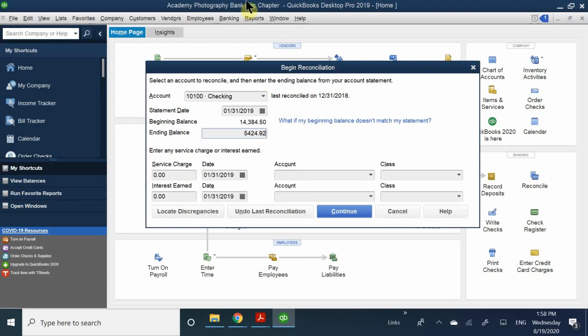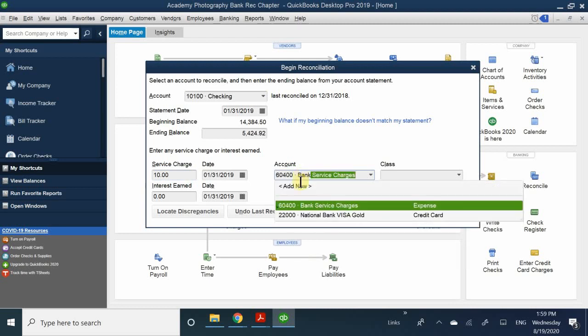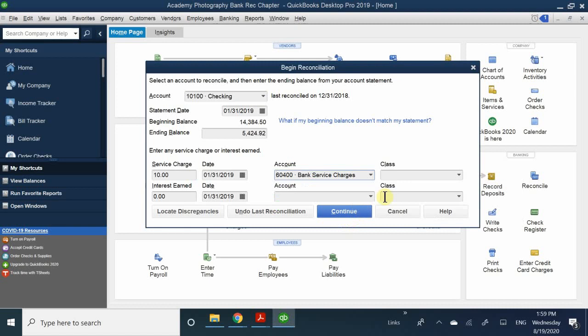Okay? So again, we typed in our ending balance. Now the next portion is going to be dealing with any service charges. So, can you tell me, did the bank have a service charge? Yes, they do. How much? $10. Perfect. So right here we're going to type in $10. And it's going to be as of the 31st of January. And the account that's going to be associated with this is going to be bank service charges. All right? And how we're going to classify that is going to be overhead.